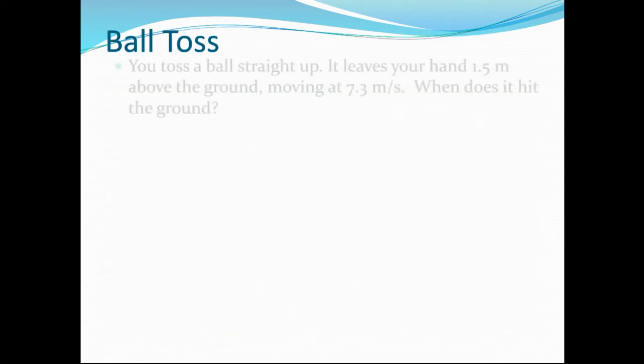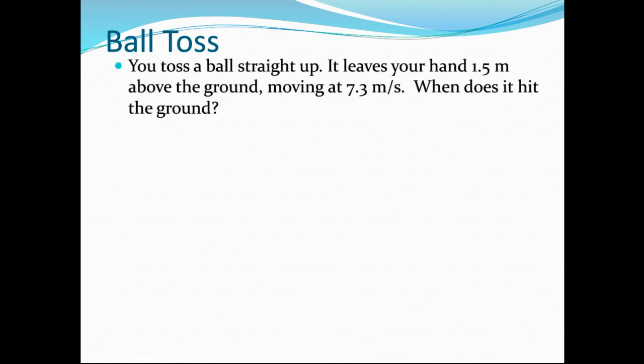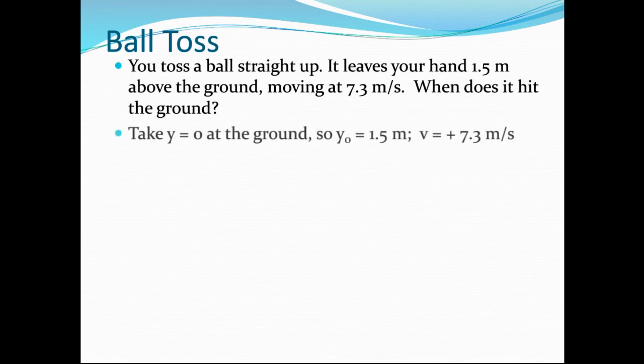So we're going to toss a ball. Toss it up. Leave your hand at 1.5 meters above the ground. It's moving at 7.3 meters per second. When does it hit the ground? Well, if you take y equals 0 at the ground level, which you can, it's up to you, the initial y will be 1.5 meters, and the initial velocity plus 7.3 meters per second. Making up positive is going to make the velocity positive.